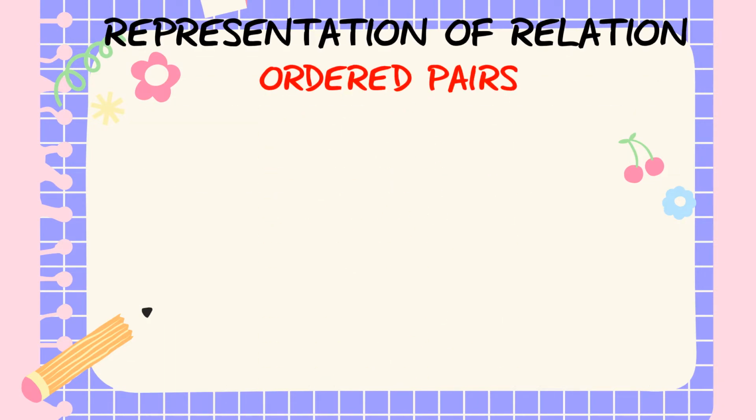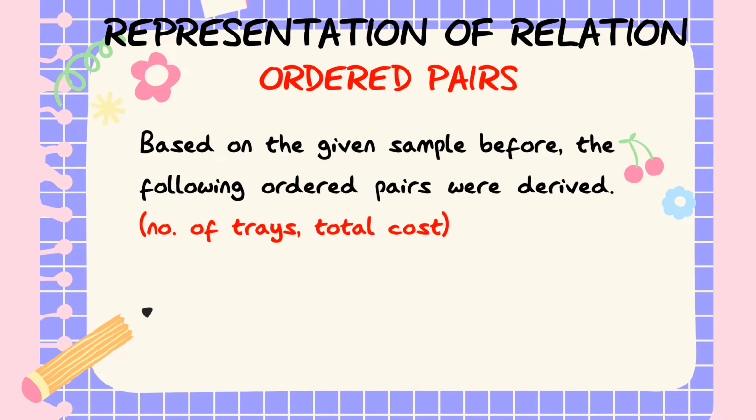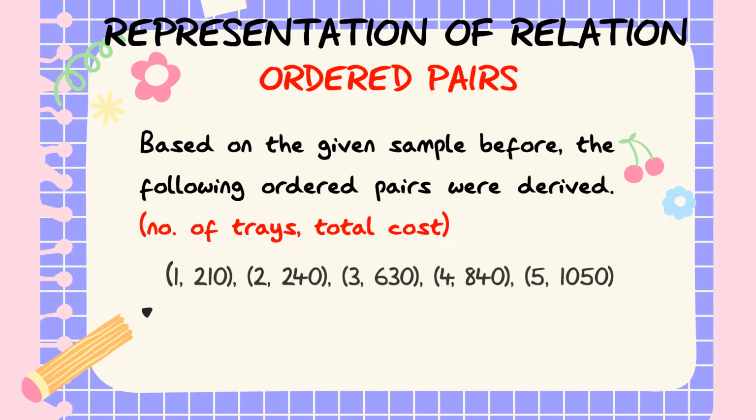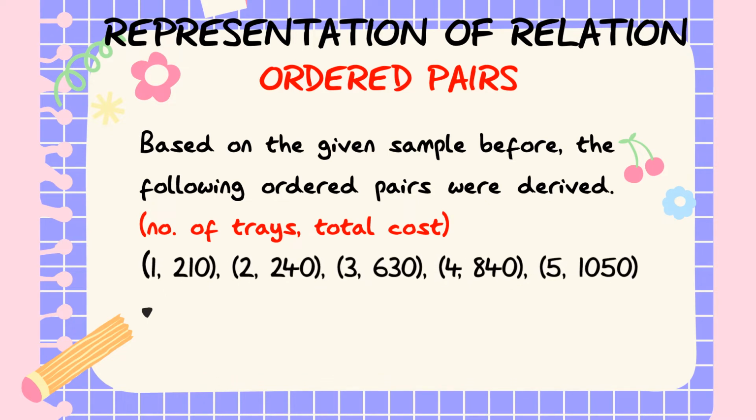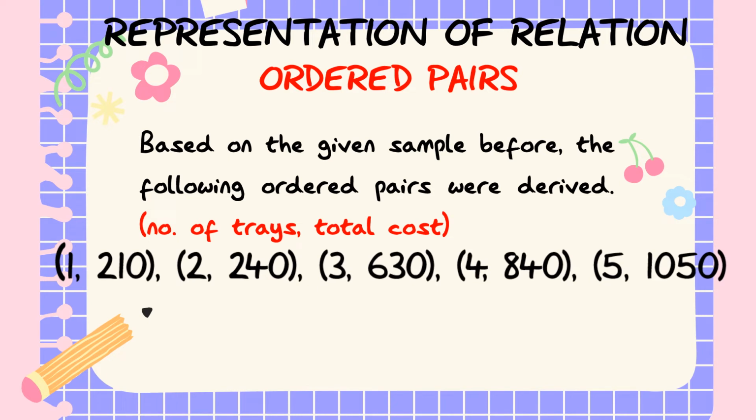Now let's represent the relation using an ordered pair. So based on the given example before, the following ordered pairs were derived. So we have the coordinates or the ordered pairs by the number of trays versus the total cost. Therefore, we have 1 and 210, 2 and 420, 3 and 630, 4 and 840, and 5 and 1050.